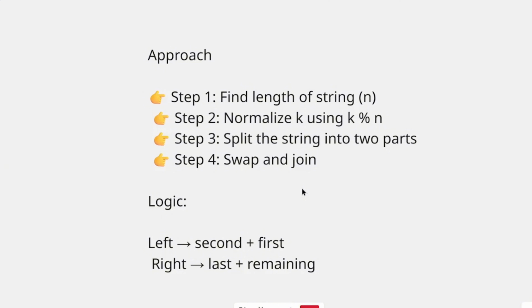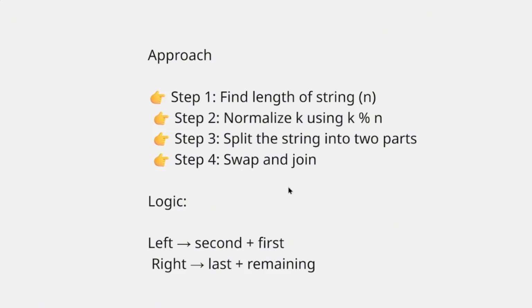And for left rotation, substring from k to n and substring from 0 to k. We have to split and join. And for the right rotation, we take a substring from n minus k to n and substring from 0 to n minus k, and we have to join it. So this is our optimal approach.